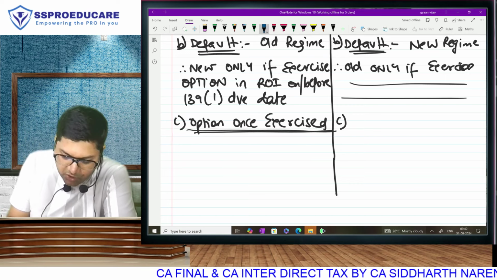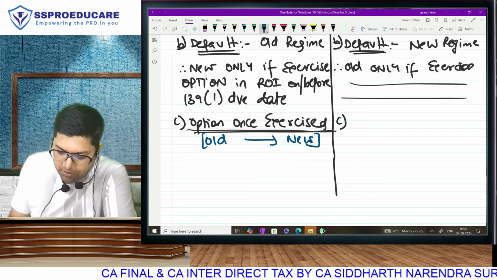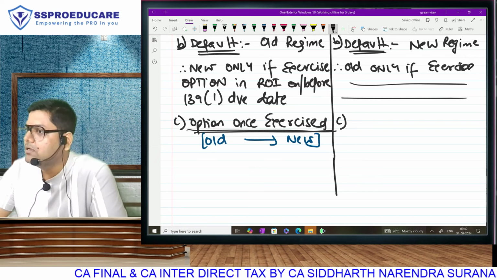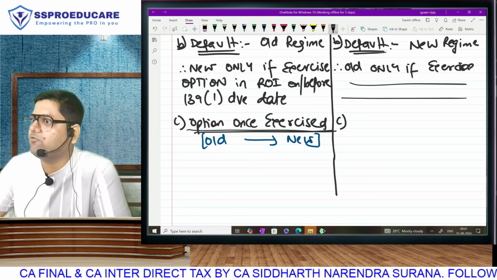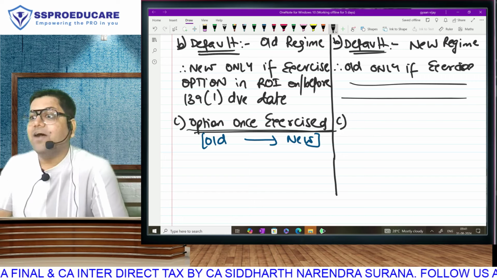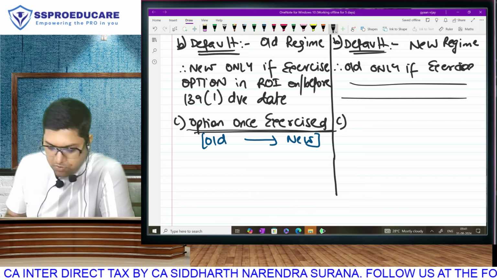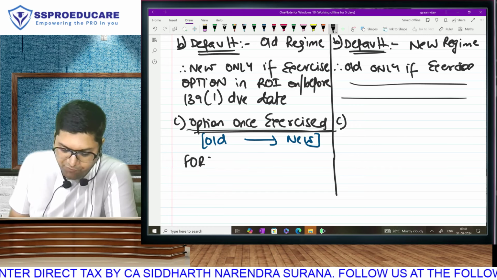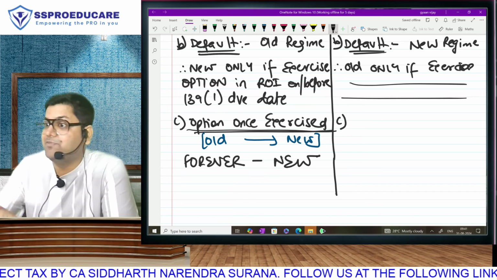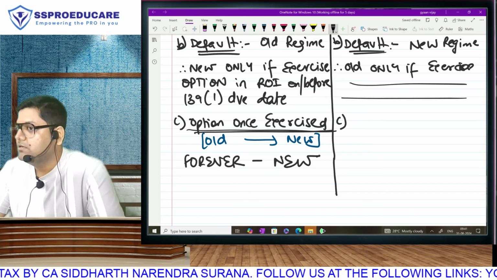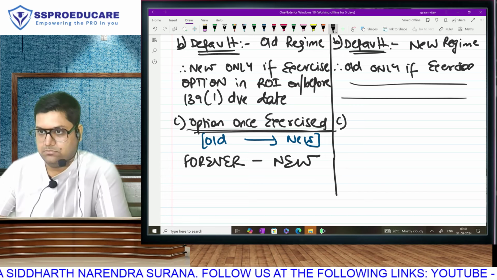So when I say this, what do I mean by this? I have gone from old to new. Correct? That is the meaning of exercising the option. Otherwise, by default, I was in old only. Once the option is exercised, that means you have gone from the old regime to the new regime. You will forever and ever be in the new regime. This option has to be exercised only once. It is one way. Once you go there, you can't come back.